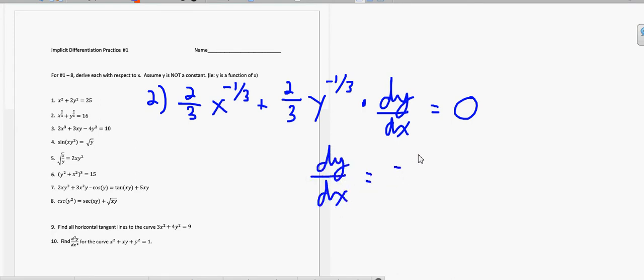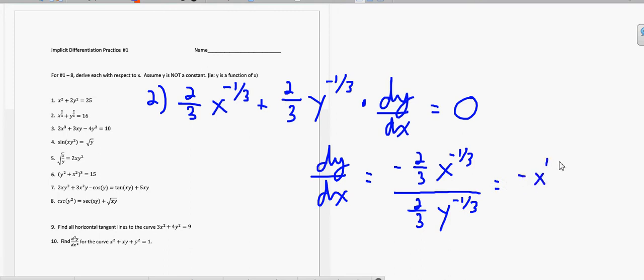We're going to get negative 2/3 x to the negative 1/3 divided by 2/3 y to the negative 1/3. Now the 2/3 are going to cancel, which leaves me with negative x to the negative 1/3 over y to the negative 1/3. All the negative exponents do is if something's in the numerator with a negative exponent, it moves to the bottom. And if something's in the denominator with a negative exponent, it moves to the top, the numerator.